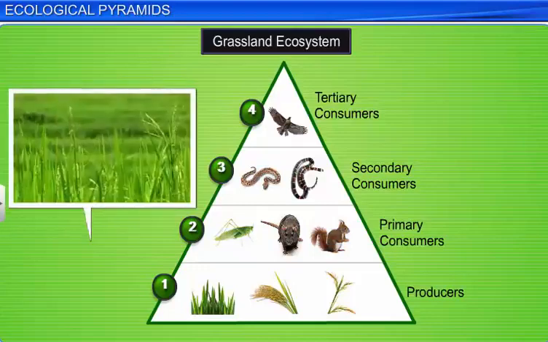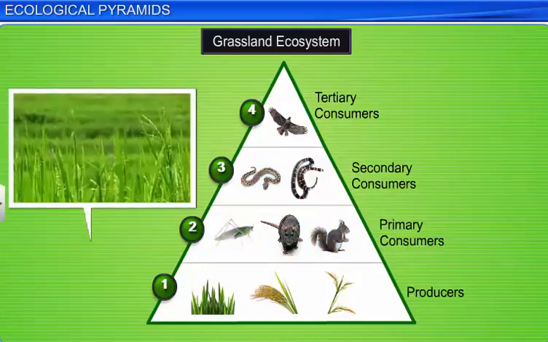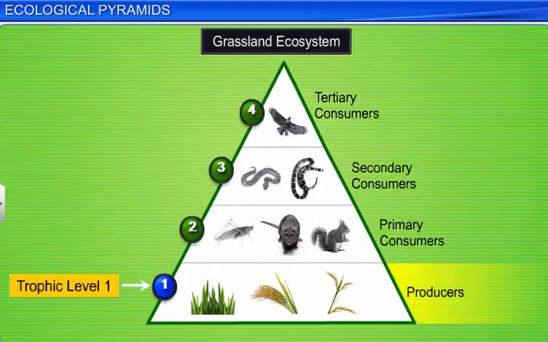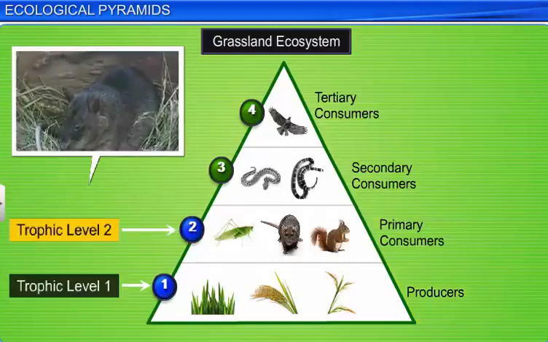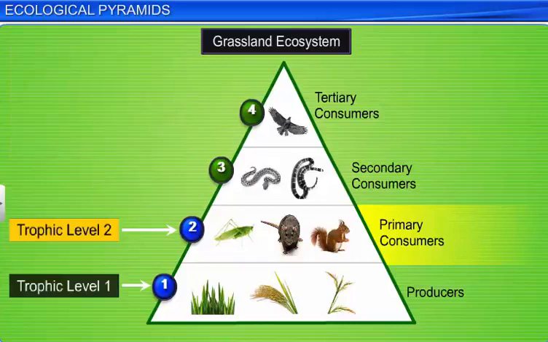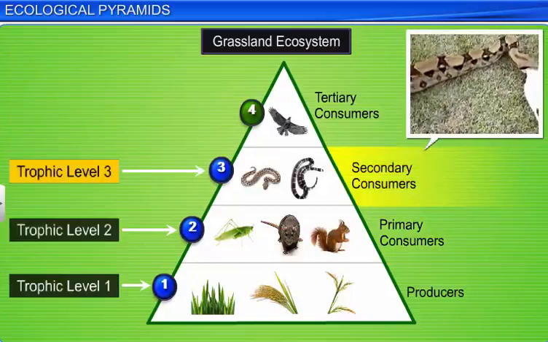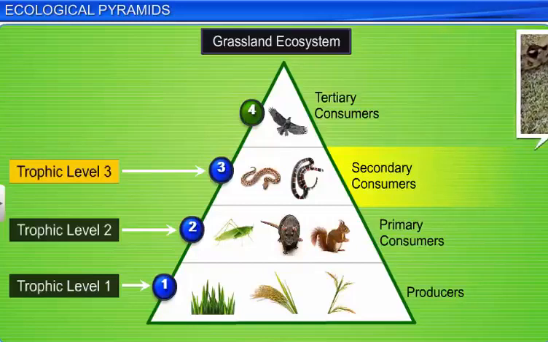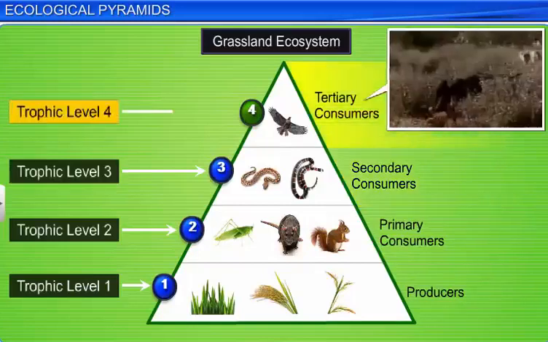The base of an ecological pyramid represents the first trophic level or producers. The next trophic level comprises primary consumers, followed by secondary consumers, and finally tertiary consumers at the top.